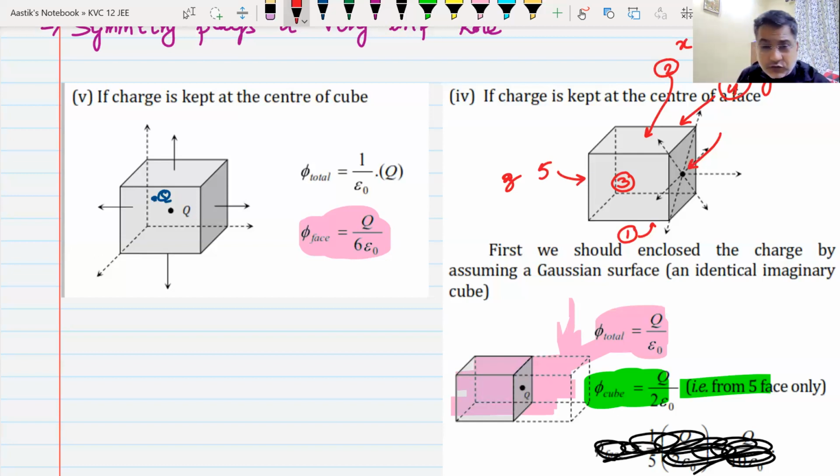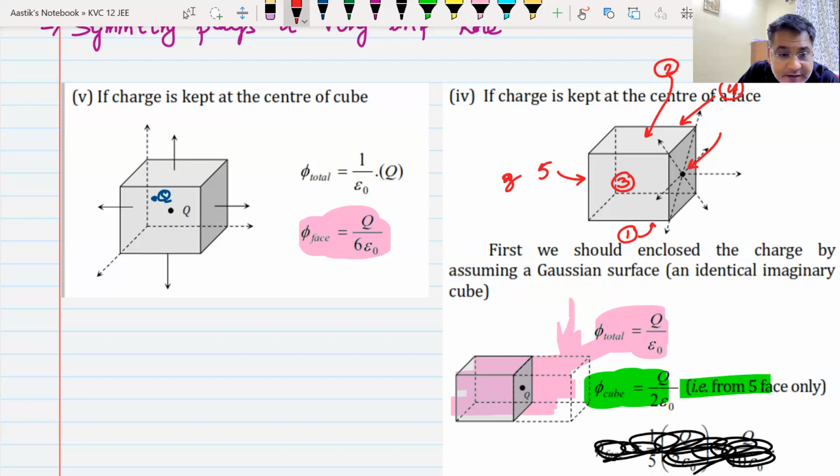So the flux through all the 4 faces would be the same, but the flux through the 5th one, which is right in front, would be different. Do we understand this? Flux through 1, 2, 3, and 4 would be the same. Flux through the 5th one would be different. And flux through the entire cube will be q by 2 epsilon naught. Flux through the face on which that charge is kept is going to be 0. Yes or no? Everyone got this?